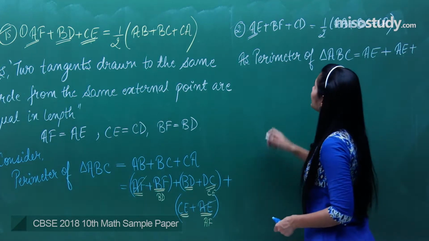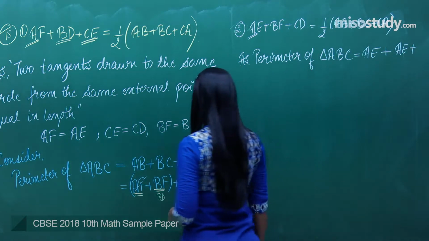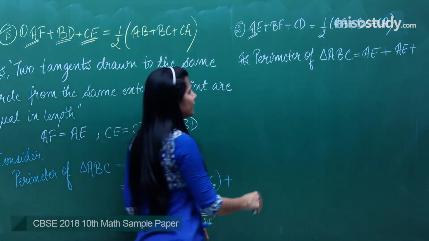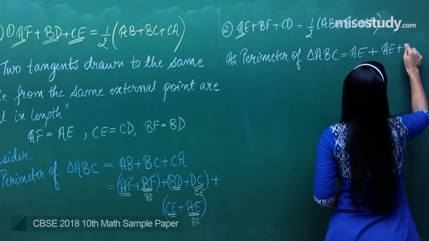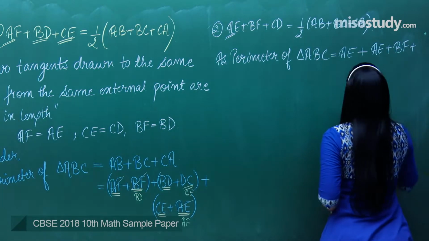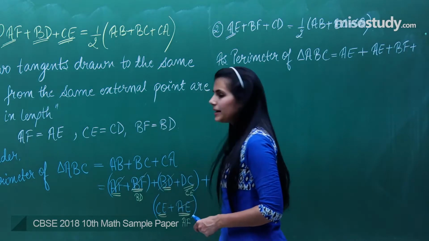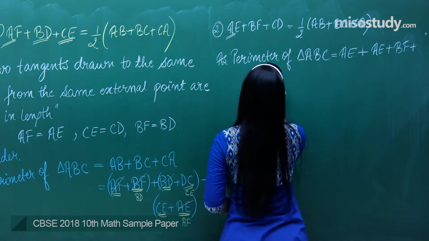Okay? After that, I want BF to stay. So now, one BF is already there. It is going to remain what it is. I am not going to disturb this BF. But because my BF is equal to BD, I am going to replace this BD by BF.